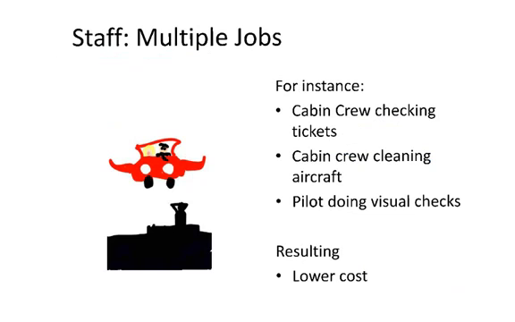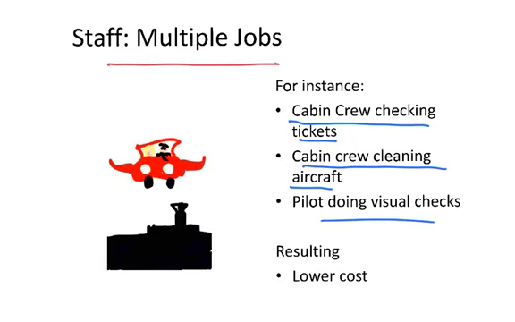Another way low-cost carriers reduce cost is by having multi-job functions. What does it mean? Well, we could have the cabin crew checking tickets, so you don't have two types of people. We have cabin crew cleaning the aircraft, or we could even have the pilots doing visual checks around the aircraft after one flight. What is the result? Basically, lower cost.